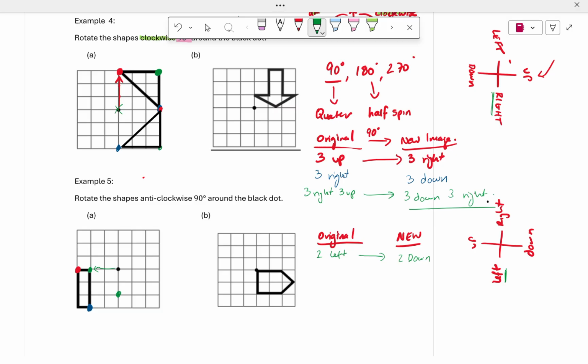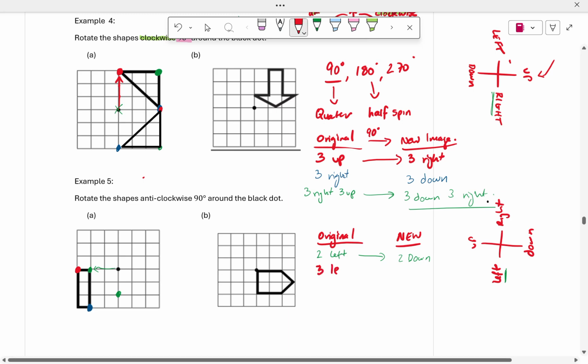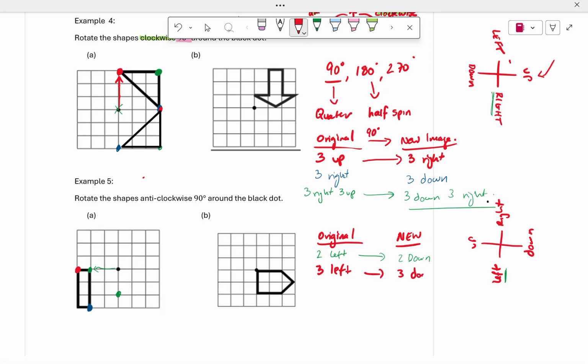Take the red one. The red one's quite easy because instead of 2 left, it's now 3 left. It should follow the same thing: 3 down, 1, 2, 3. There it is down there. Okay, let's look at the blue one.